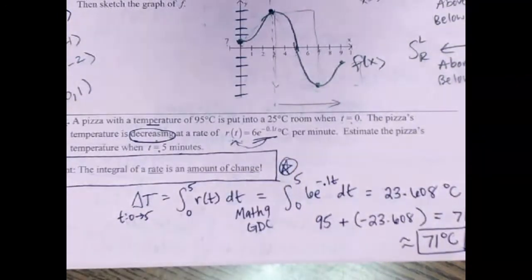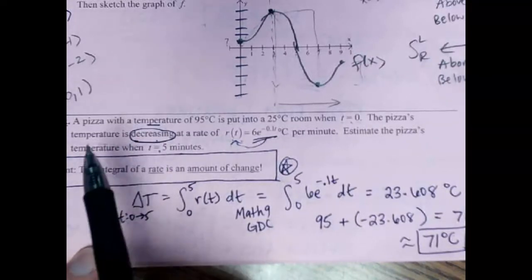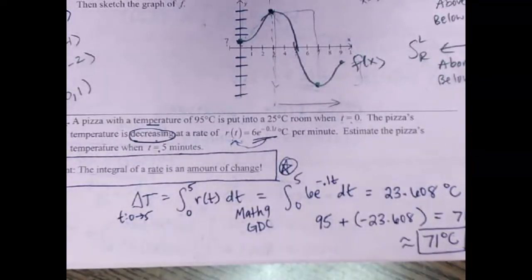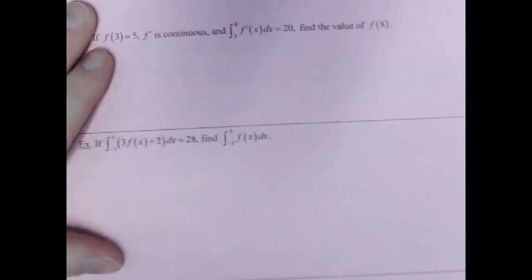The integration of the rate just tells you how much change there's going to be. And then if it asks you for a final quantity, you either add to what you started with or you subtract from what you started with. And here you have to subtract it because the word decreasing kind of has the negative for you. Alrighty, so the integral of the rate is the amount to change. It's an important conceptual thing. Hopefully it's sticking in by now. Let's move on.